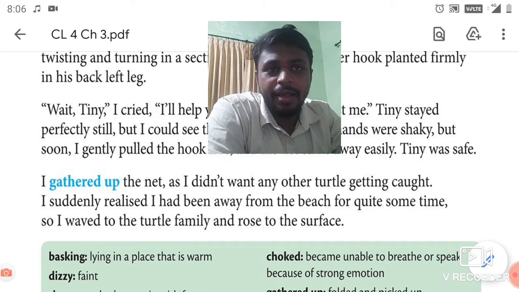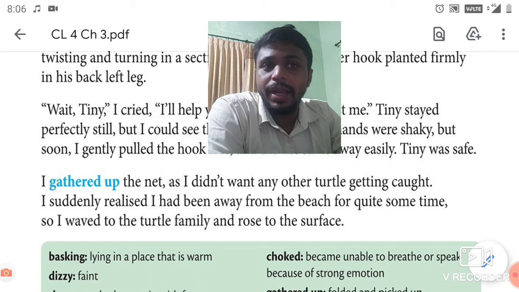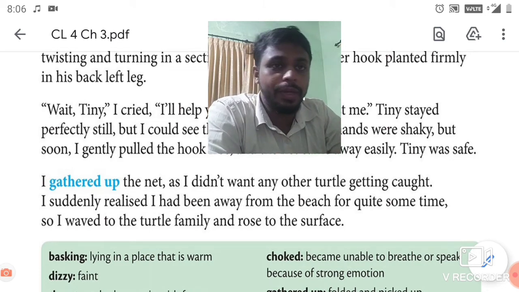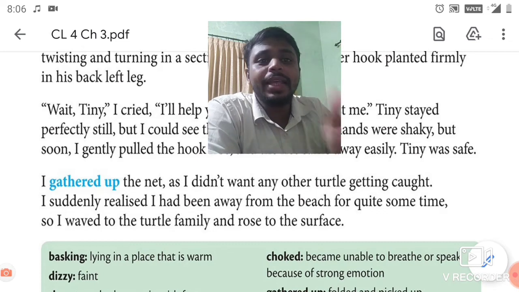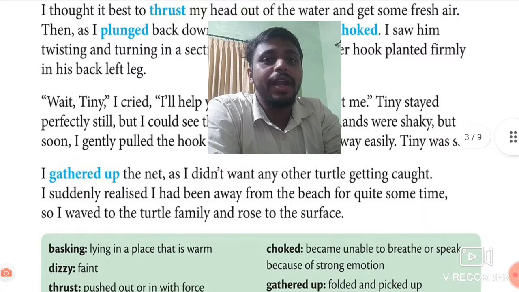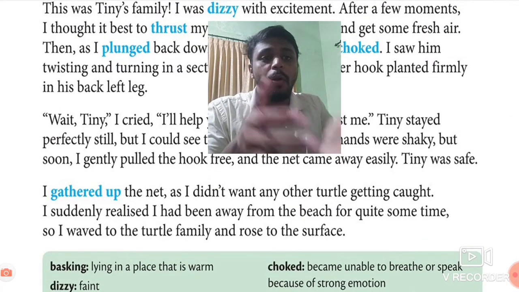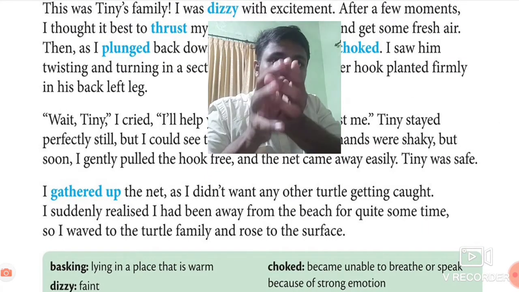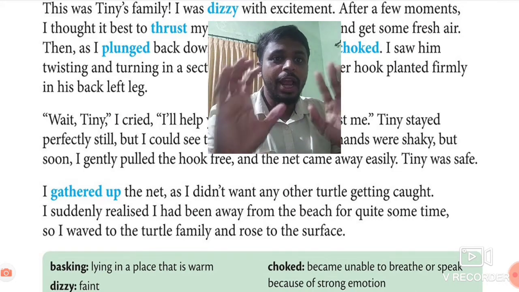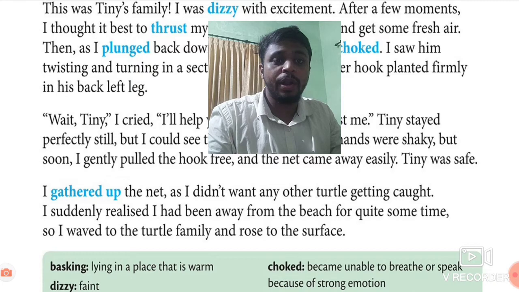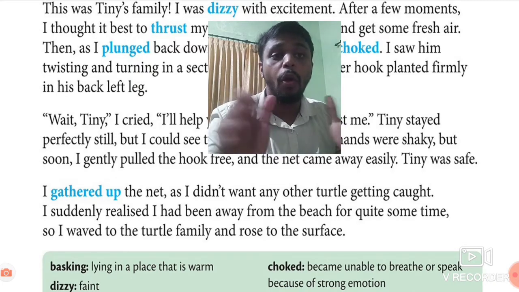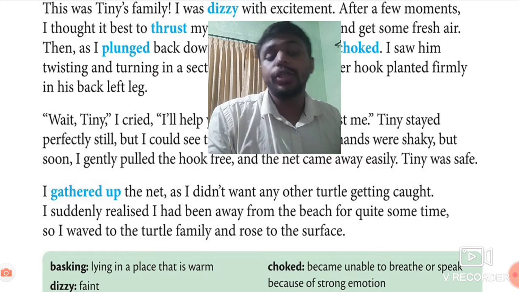Okay, let me explain it. Please pause the video and read it. After that, listen to the explanation. I gathered up means that I folded and picked up. I took all the fishing net. I gathered up all the fishing net, as I didn't want any other turtle getting caught. I don't want other turtles also getting caught in that fishing net.